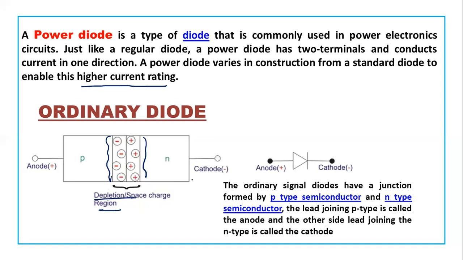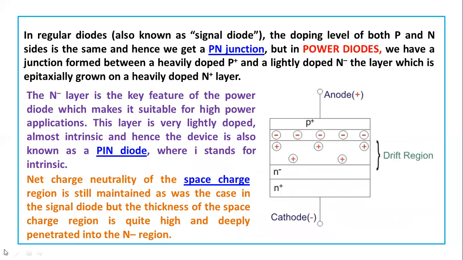So what is the difference between a normal diode and a power diode? I think everybody will answer now. In regular diodes, also known as signal diodes, the doping level of both the P and N side is the same, and hence we get a PN junction. But in power diodes, as I already explained, we have a junction formed between a heavily doped P plus and a lightly doped N minus layer, which is, very important, epitaxially grown on a heavily doped N plus layer. P plus, N minus, N plus layers, and this is the drift region.